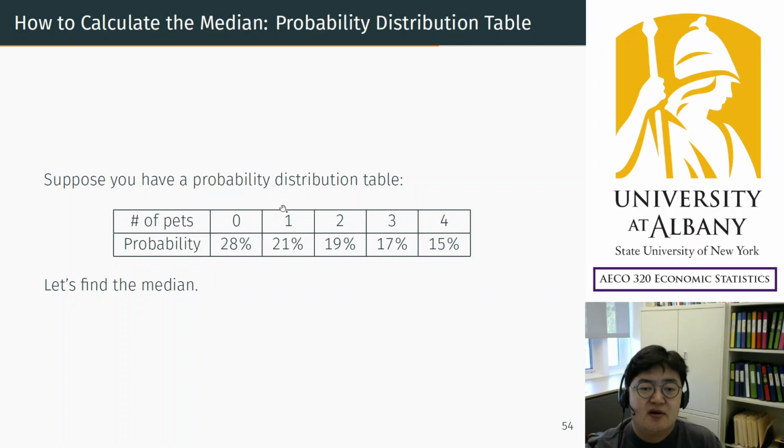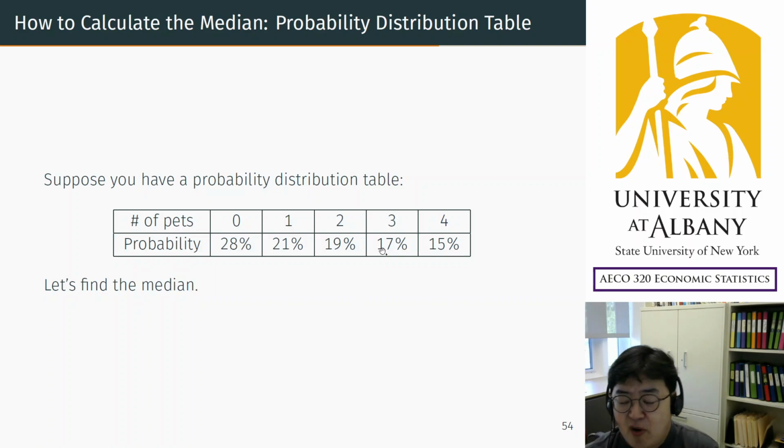Suppose that you have a probability distribution like this. Say we are interested in the number of pets in a randomly chosen household. We ask for the number of pets, and 28% of households have 0, 21% have 1, 19% have 2, 17% have 3, and 15% have 4 or more. Here, we need to find the median. How can we do that?